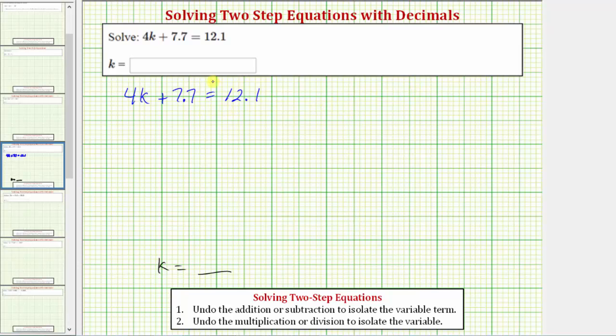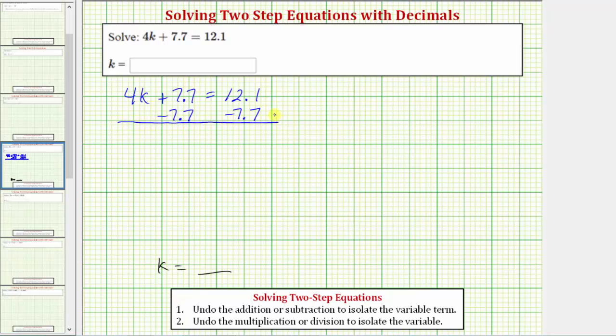Looking at the left side of the equation, in order to isolate k, we need to undo this multiplication as well as this addition. Because of this, this is often called a two-step equation. In order to solve a two-step equation, the first step is to undo the addition or subtraction, and the second step is to undo the multiplication or division. So we begin by undoing plus 7.7 by performing the opposite or inverse operation on both sides of the equation. Therefore, to undo plus 7.7, we will subtract 7.7 on both sides of the equation.